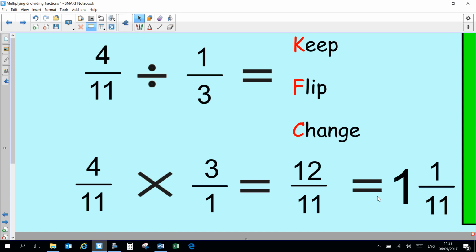You'll be right. So we need to change it to a mixed number. How many times is 11 going to 12? It goes in there once. How many left over? Well, if I take 11 off of 12, that's only 1. So I've got 1/11 left over.